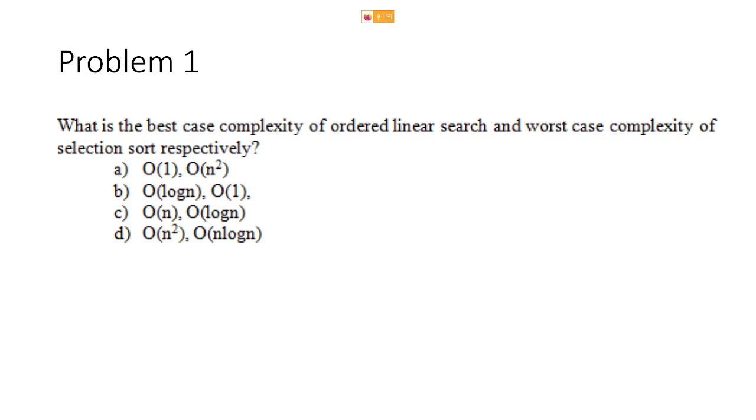So I will again ask, do you know about linear search and selection sort or not? Yes, ma'am. Okay, so can you tell me what the answer is here, Option A, and why is that? Because the best case complexity of linear search is O(1), that is order 1, and selection sort is O(n squared). Okay.